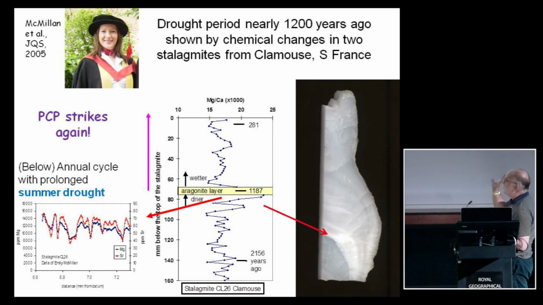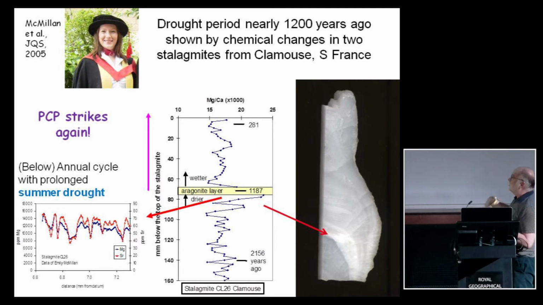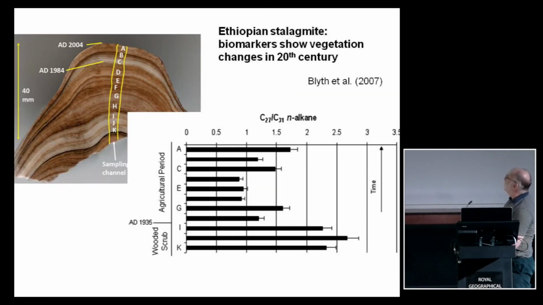It comes from British sites. This is Emily Macmillan, who's been working on stalagmites from southern France and looking at a dry period, again using this idea of prior calcite precipitation, and demonstrating a dry period about 1,200 years ago that corresponds with the time when the Mayan civilization retrenched in the Yucatan Peninsula in Mexico.